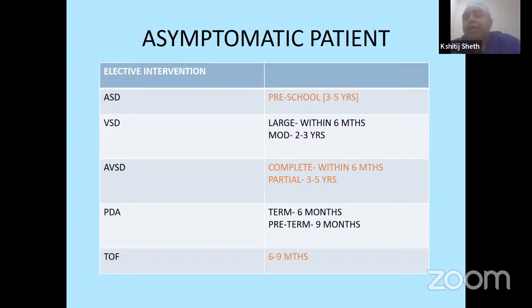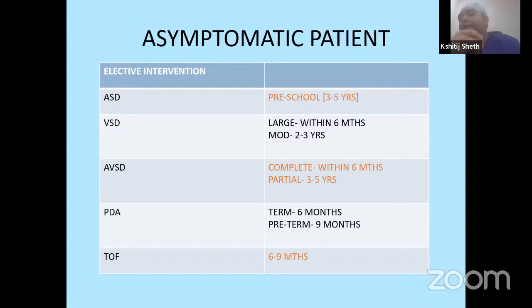PDA: a large PDA, whenever picked up and having symptoms, needs immediate closure by device or surgery, by whatever means, if the child is symptomatic. In asymptomatic PDA, the thing is that PDA in premature babies can close a little later in life. So in asymptomatic PDA, you can wait till 9 months in premature babies and up to 6 months in term babies. But if a term baby beyond 6 months has a significant PDA without symptoms, you still have to advise closure.